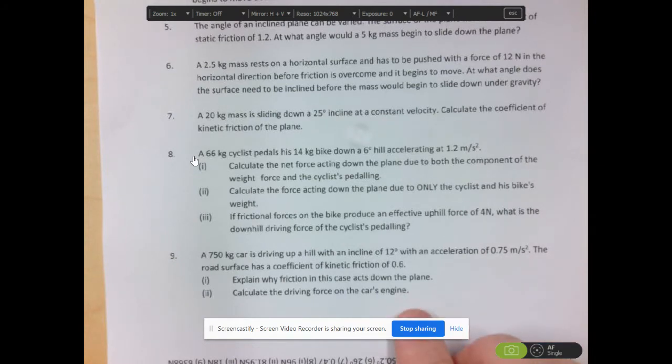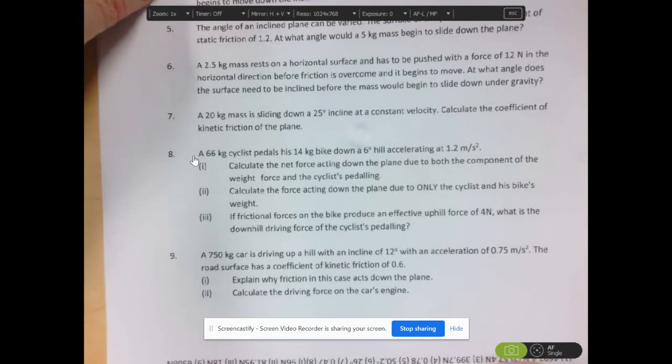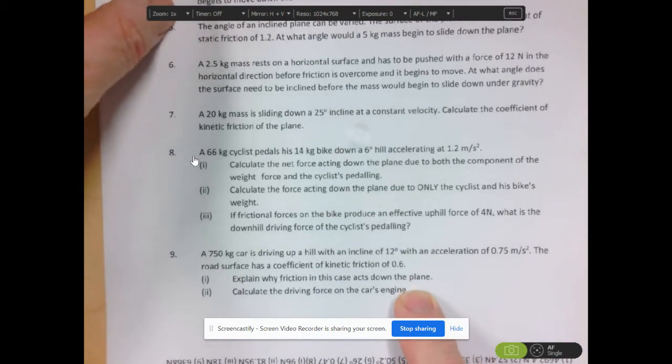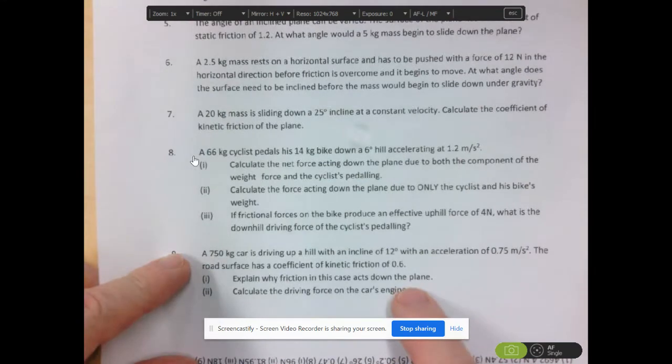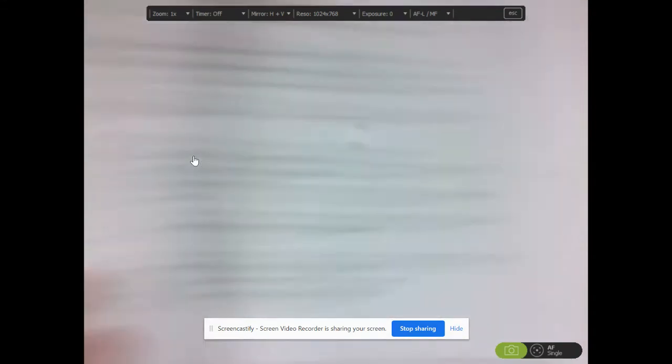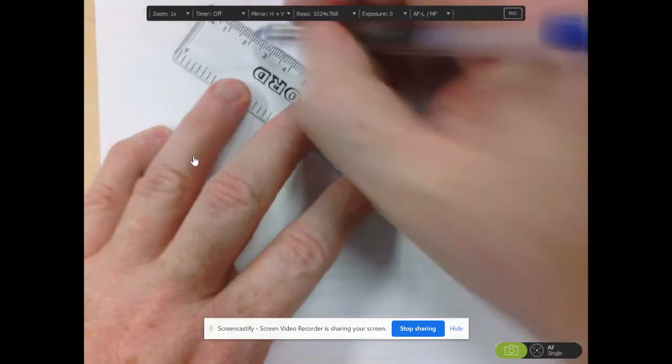The road surface has a kinetic friction value, it's called kinetic friction because it's moving, and the value of that is 0.6. So let's see what we do and how we can answer these two questions. The first one is explaining why the friction in this case is in the opposite direction than all the other cases, which is up the hill. Okay, so in this case it's down the plane. So why? Let's have a look at what's going on here.